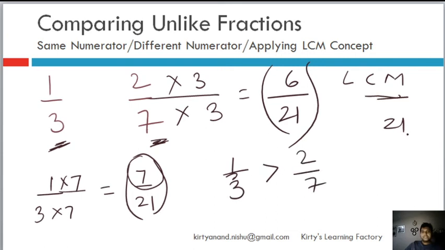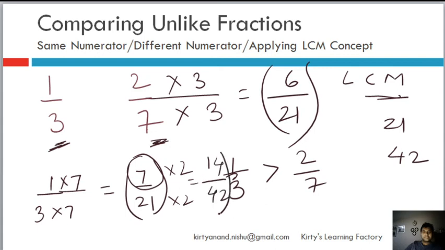And we found the LCM because it would be the easiest number to get to. Then we can get to the multiples of the LCM also. 42 is the first multiple. If you want, you can make the denominator 42 also. For that you will just have to multiply by 2 here. It will become 7 2s are 14 and 21 2s are 42, right? So 1 by 3 can also be written as 14 by 42. And similarly here you do 2 into 2 and it will become 12 by 42.